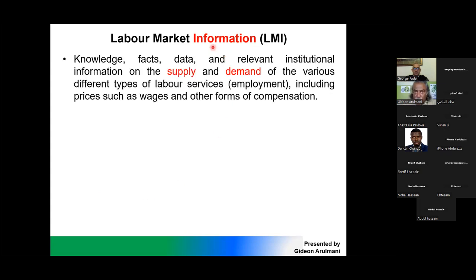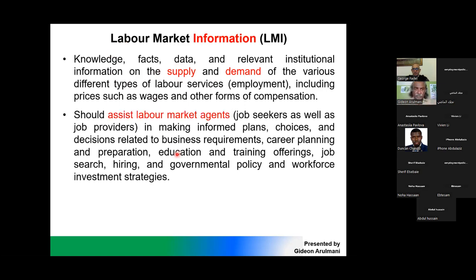This critical point for us now: information, LMI, labor market information. What is labor market information? It's knowledge, facts, data, institutional information, supply and demand of various kinds of occupation. So at a very basic level, it is job information as against world of work information. This is job information: the type of jobs, how many jobs, supply and demand of these jobs, different types of jobs. In a very simple way, this is what it means.